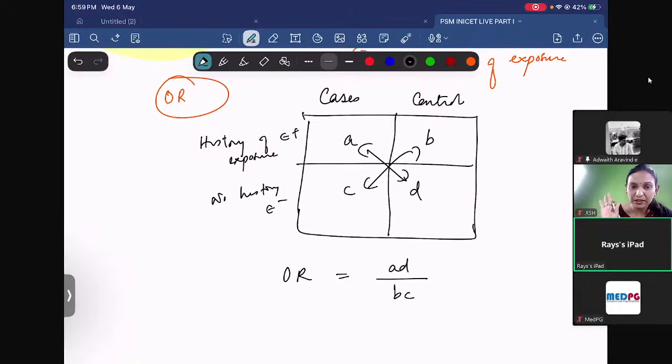Fill in the table, make the 2 by 2 table, fill in the values, cases and controls on top, on the side you write the exposure status, fill in the numbers, just do the cross product ratio. That will give you the odds ratio. Okay. Odds ratio equal to 1 means no association. More than 1 shows it is a positive association, or this particular exposure is a risk factor for your outcome. Less than 1 shows a negative association, or it is protective. Okay. So this is about odds ratio.